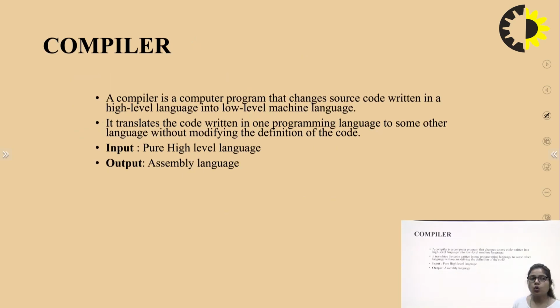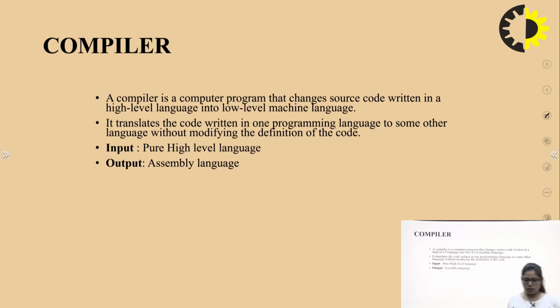Now, this is the legit definition of a compiler. A compiler is a computer program that changes source code written in a high-level language into low-level machine language. It translates the code written in one programming language to some other language without modifying the definition of the code. Basically, the input is pure high-level language, and the output will be an assembly language.